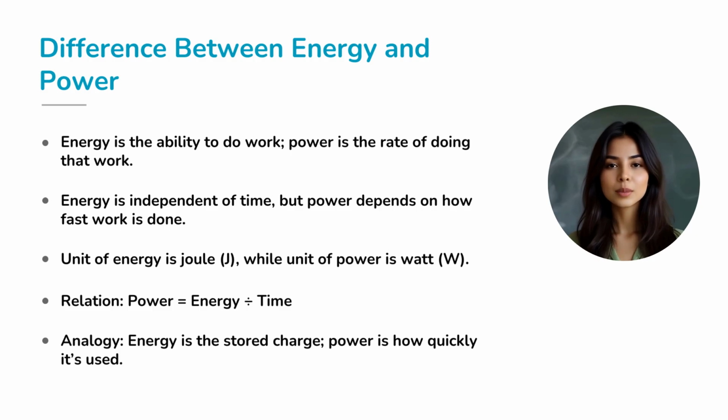Alright, now let's clear up a common confusion, energy versus power. Energy is the capacity to do work. Power is how fast that work is done. Let's say 2 people lift the same weight to the same height. They both use the same energy. But if one person does it faster, they use more power. Energy is measured in joules, power in watts. And the relationship is power equals energy divided by time. So if a machine uses 3,600 joules in 1 hour, its power is 1 watt. Think of energy as the amount of fuel and power as how fast you burn that fuel.